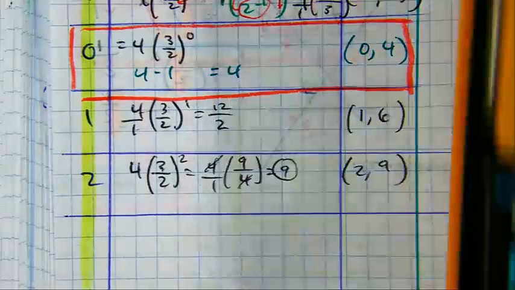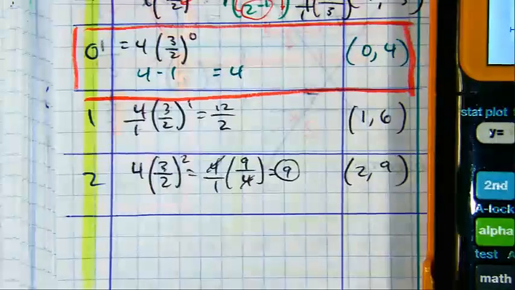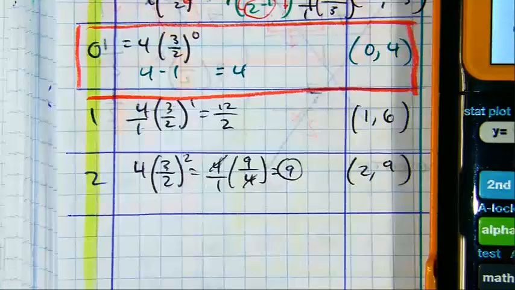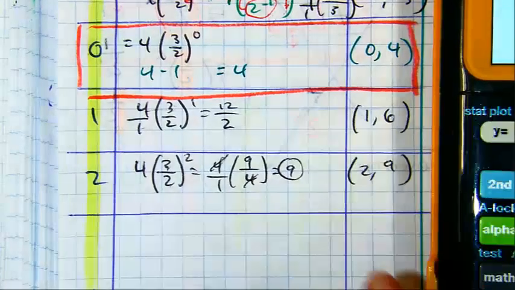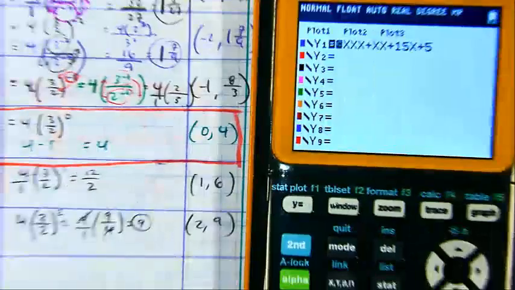Now, when I ask you to give me a table of values, I do expect you to show all this messy work. I want to know that you're not copying from the calculator. So let's put this in. There are a couple of ways you can put this in your calculator. Let me show you old school.